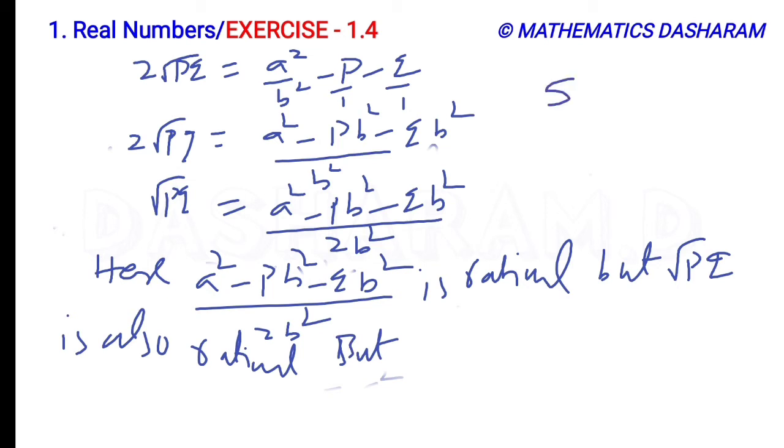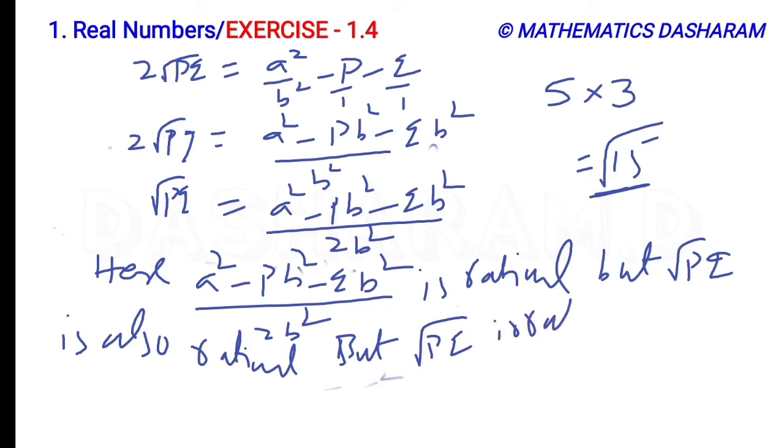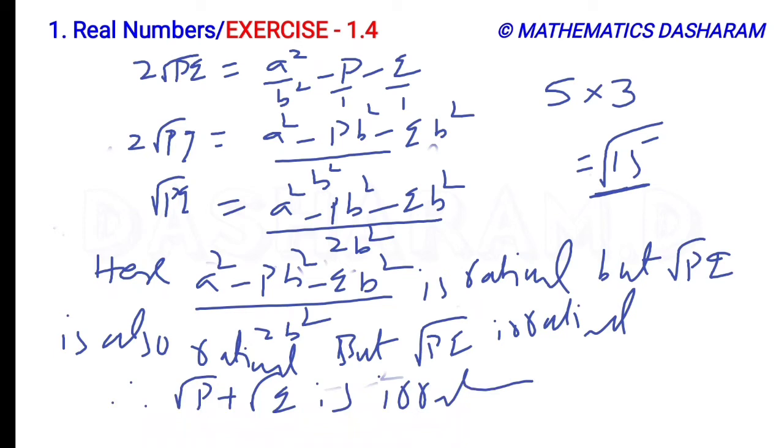So I am taking 5 as a prime number, 3 as a prime number. Then 5 into 3 is how much? 15. So root 15, because here it is root of p into q. That is why root 15 is definitely an irrational number. So under root p into q is also an irrational number. But the earlier result said it is rational, so our assumption is wrong. Therefore under root p plus under root q is an irrational number, hence proved.